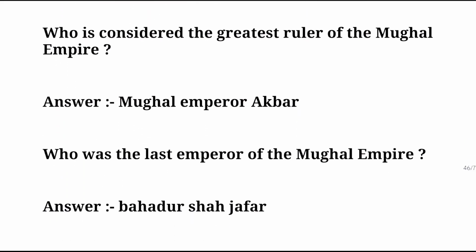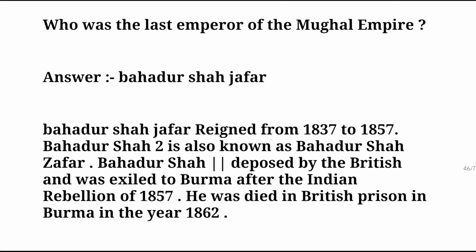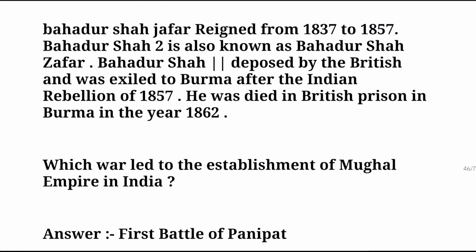Who was considered the greatest ruler of the Mughal Empire? Answer. Mughal Emperor Akbar. Who was the last emperor of the Mughal Empire? Answer. Bahadur Shah Zafar. Bahadur Shah Zafar reigned from 1837 to 1857. Bahadur Shah II is also known as Bahadur Shah Zafar. He was deposed by the British and exiled to Burma after the Indian Rebellion of 1857. He died in British prison in Burma in the year 1862.